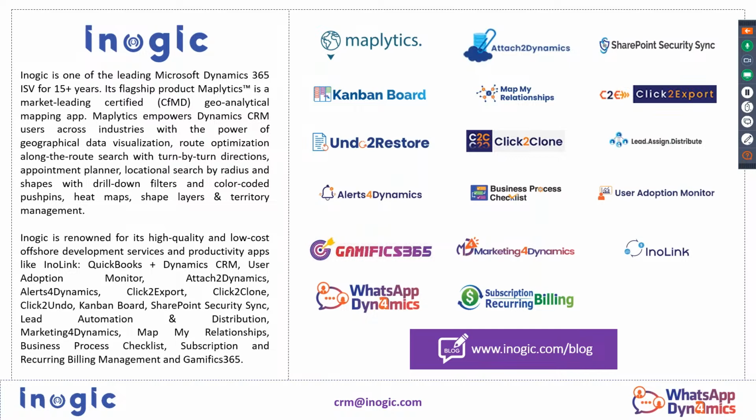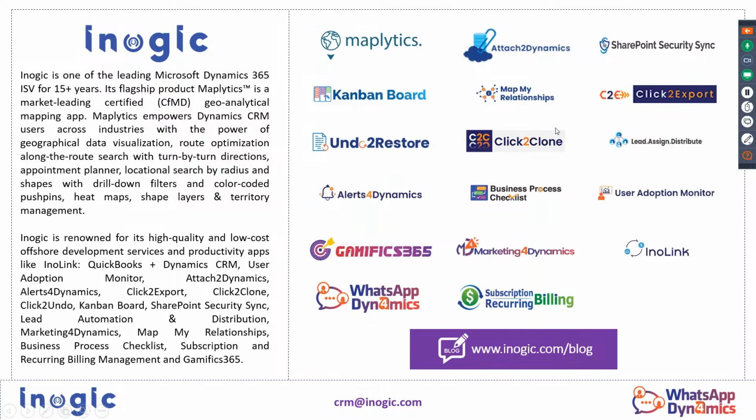We are active in the community and our blogs are really popular in the CRM community. Our main focus is to develop productivity apps, or what we like to call one-click solutions. On our screen, you can see all our productivity apps, a total of 17 apps. My favorites are SharePoint Security Sync, Maplytics, as well as now WhatsApp for Dynamics.